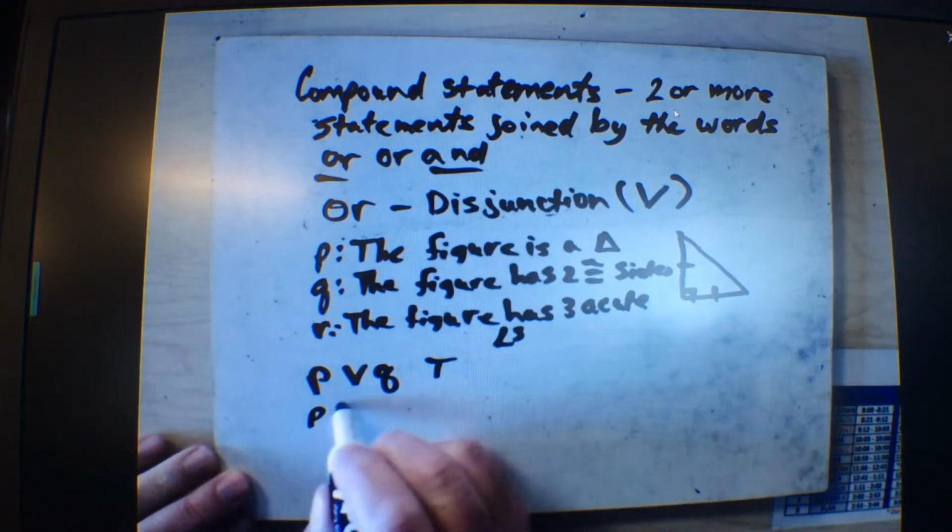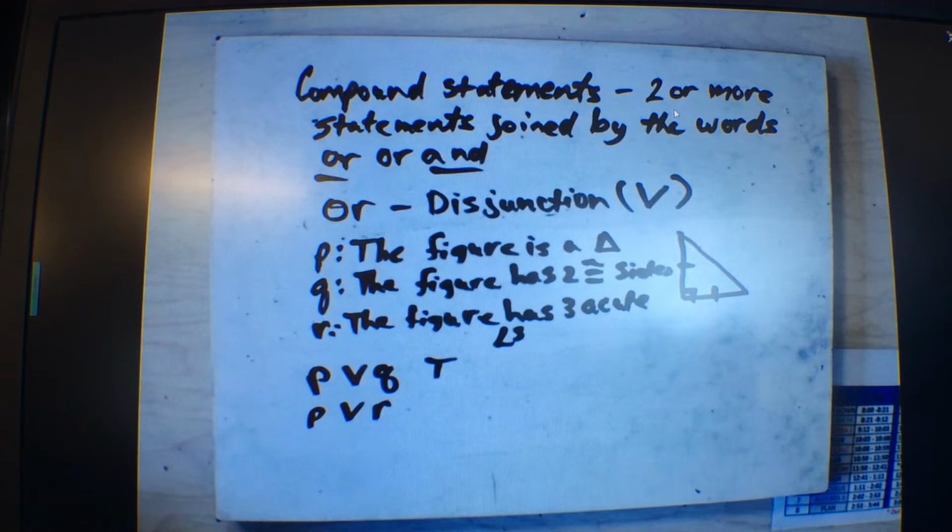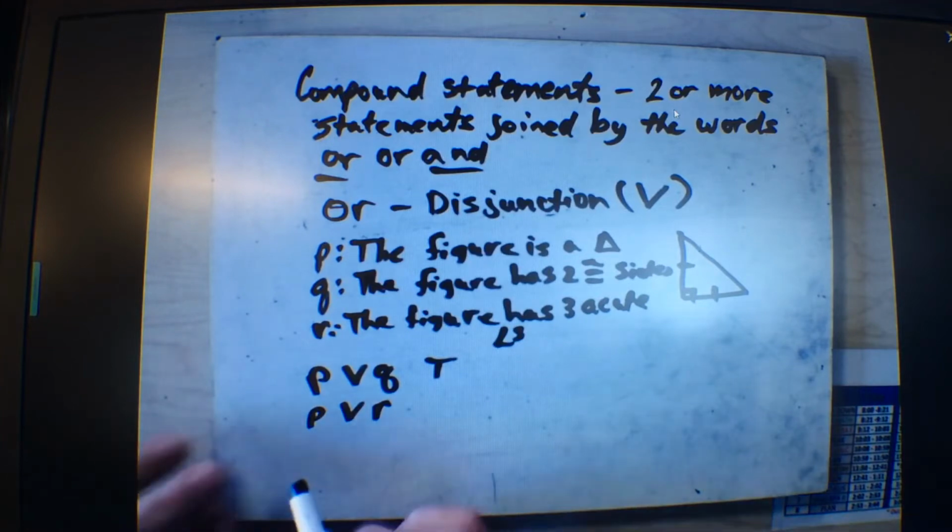All right. Now let's look at P disjunction R. Chet, would you read P disjunction R? The figure is a triangle or the figure has three acute angles. It's false. Actually, it is true, because the first one is true. All you have to do is have one of them, right?